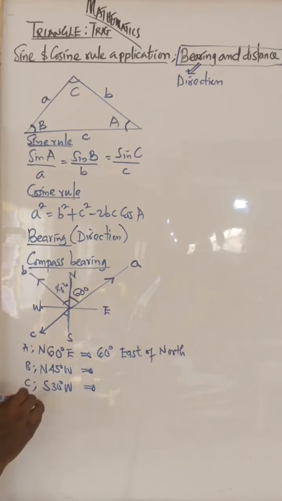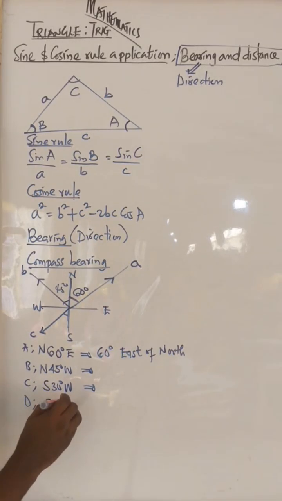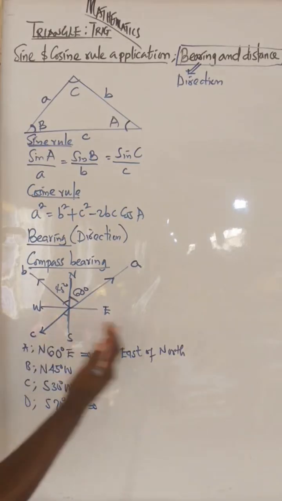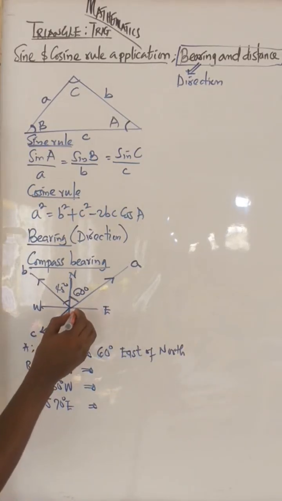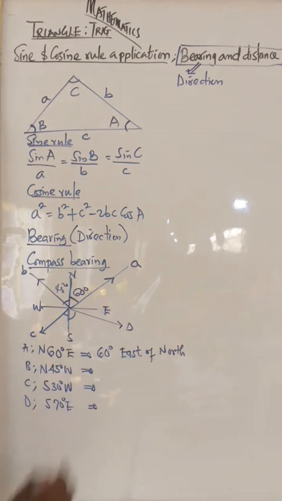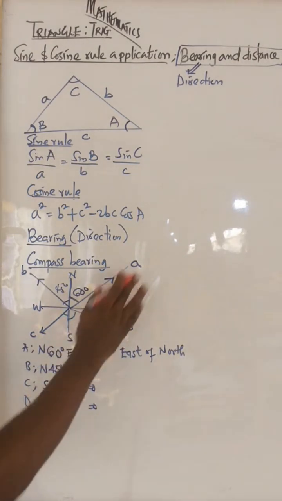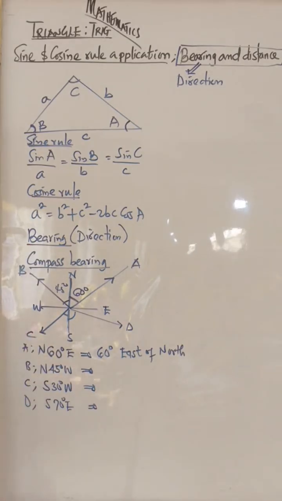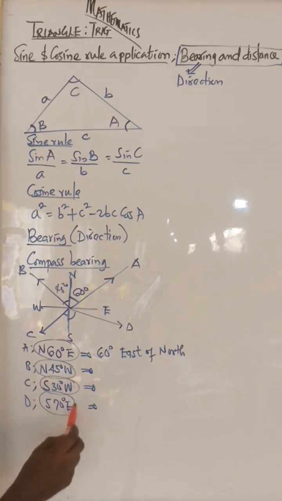Then let's say we have point D. Point D is, let's say, south 70 degree east. So that is what? 70 degree east of south. This is south. This is east of south. From this south we measure 70. Then we draw the direction. This is the direction of D. A, B, C, D.